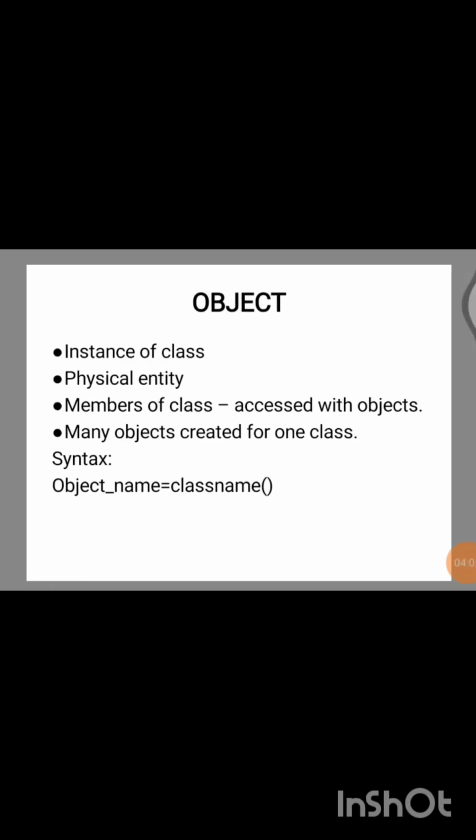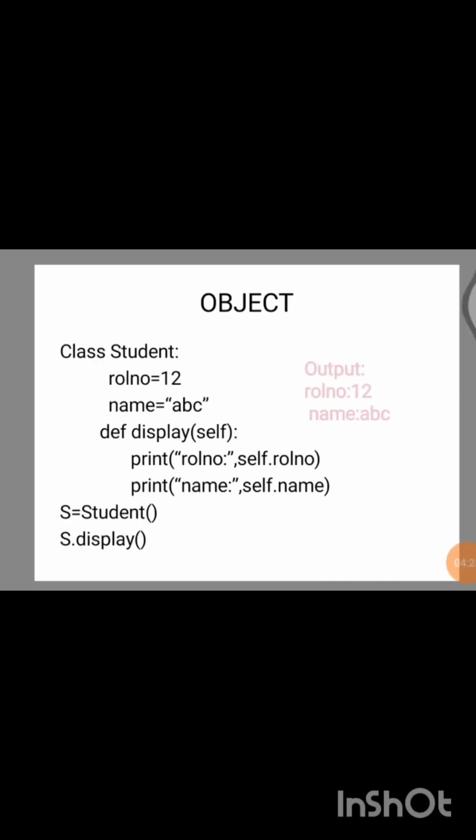Then the next concept is object. An object is nothing but an instance of a class. So we can say it is a physical entity. The members of a class can be accessed only with objects. Many objects can be created for a single class. This is the syntax for an object: object name equal to class name of.